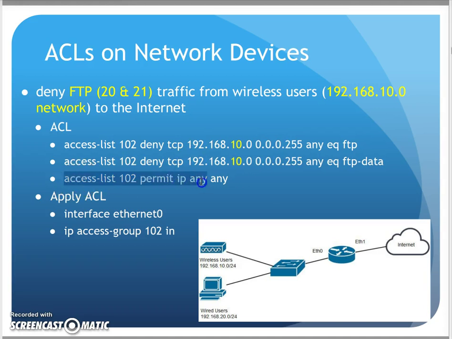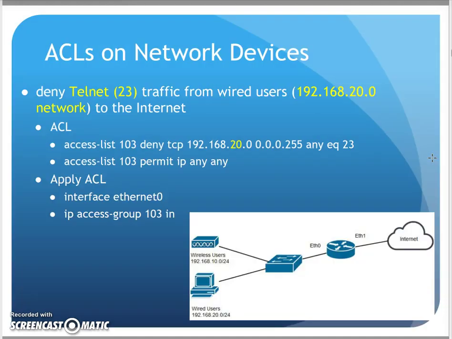And then I permit the rest of the traffic. Interface Ethernet 0, IP access group 102 in right here. So this will actually deny the 10.0 network traffic to FTP, but these guys right here will still be able to FTP. Okay, so that actually denied that particular subnet or that portion of the network.